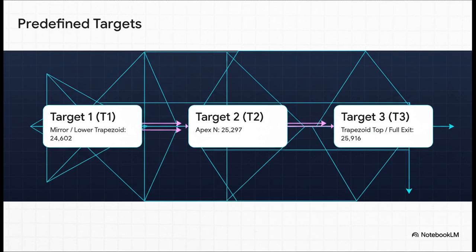Target 1 is the mirror line, which acts as an initial profit-taking level. Target 2 is a key point in the structure, that apex labeled N. And finally, Target 3 represents the very top of the trapezoid. Hitting that final target means the cycle is considered complete, and it signals a full exit.